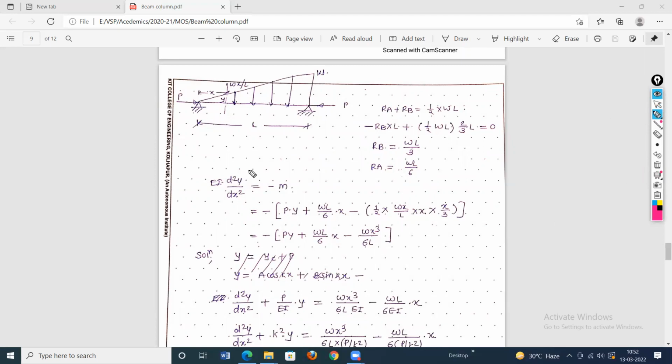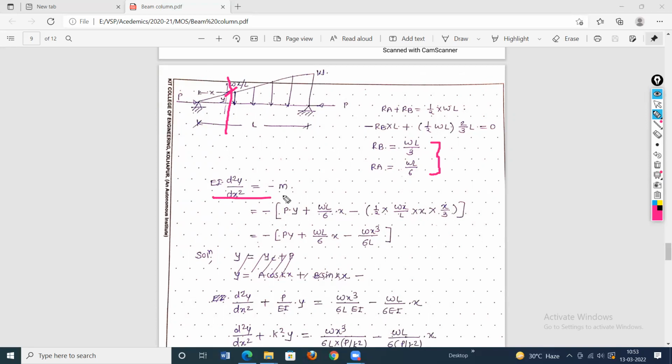First of all, determine the reactions. Here, the reactions are these: reaction RB is WL by 3 and the other is WL by 6. Now the bending moment. To obtain the bending moment, consider any section here at a distance equal to X. What will be the load intensity here? The load intensity will be Wx by L.